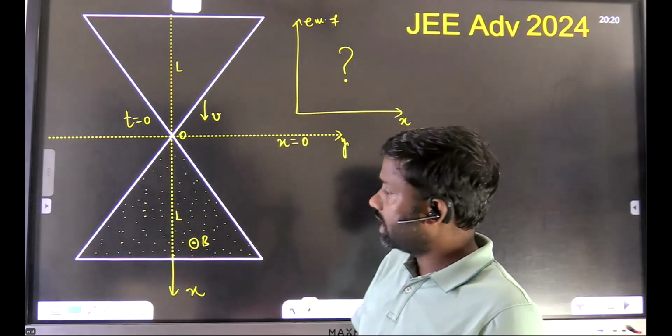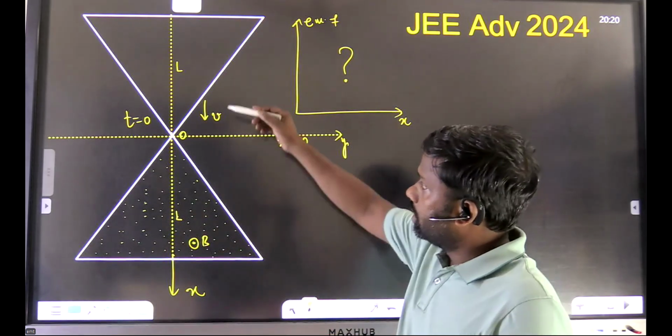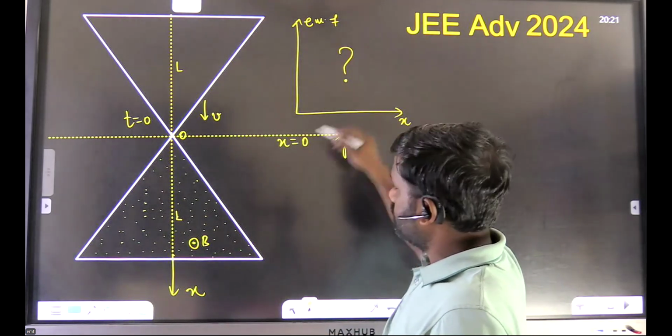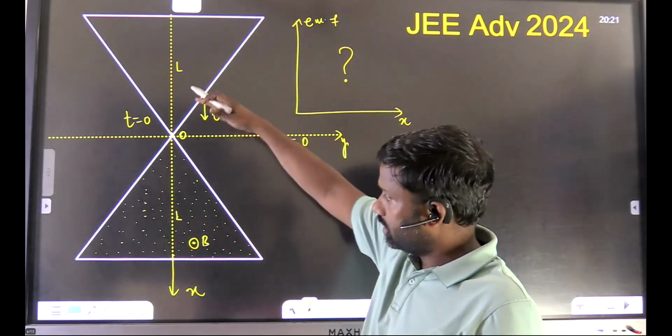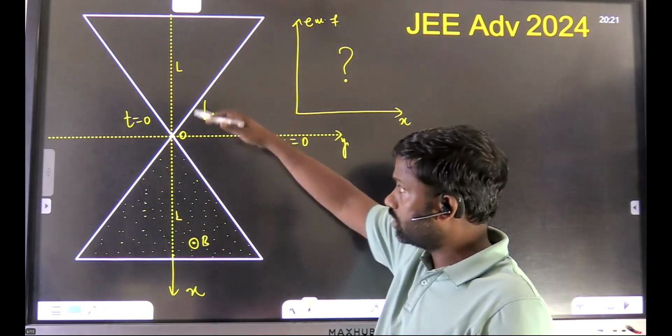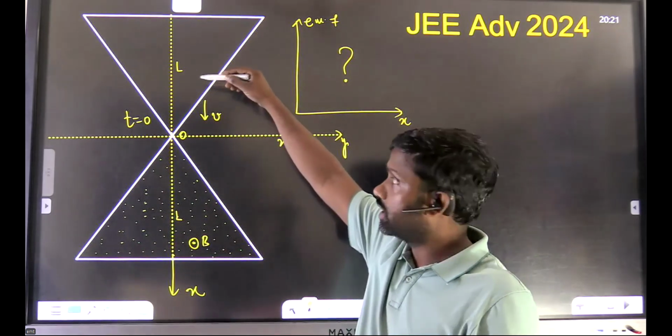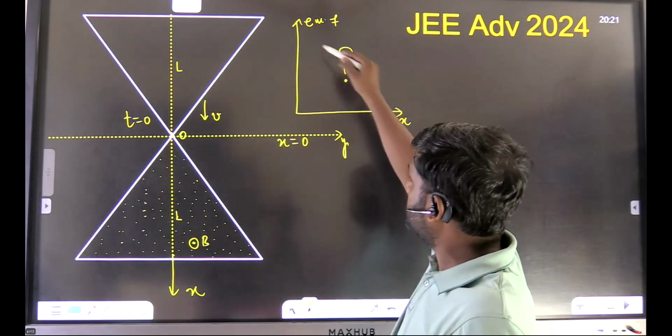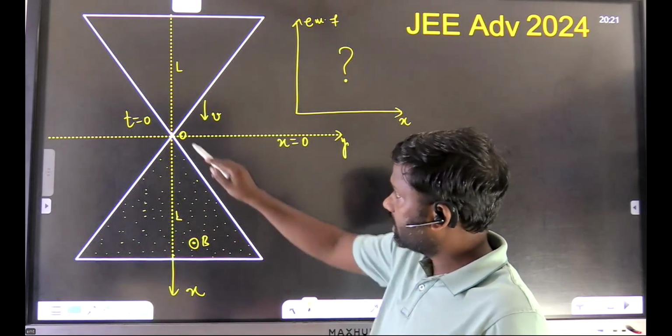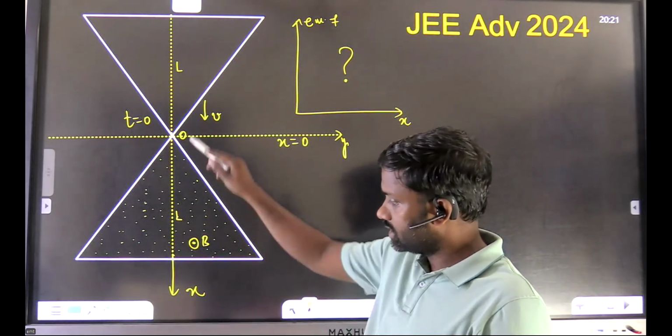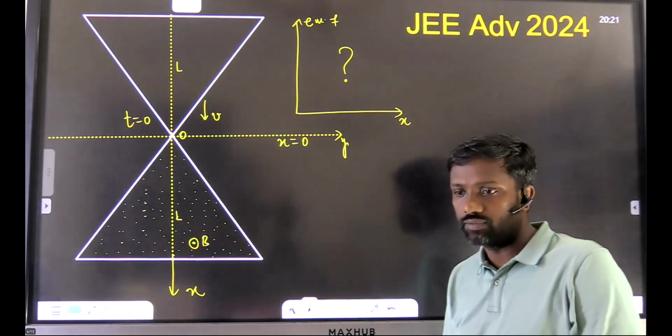The question that has been asked is to plot the EMF induced versus the x displacement of this conducting loop in the x direction. So we have to plot EMF versus x. The x direction is given here. This is the x direction. So that we have to plot.